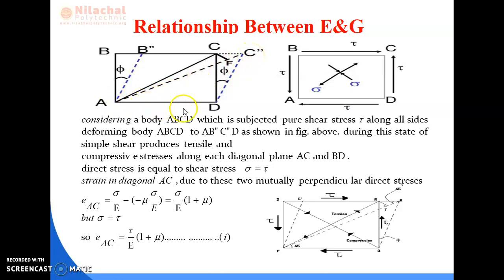In this way, the shear stress will cause the body to be distorted from ABCD to A, B double dash, C double dash, D, with an angular deformation phi. This phi is nothing but the angular deformation, also known as shear strain in the body. In the next video, I am going to elaborate on the relationship between modulus of rigidity and Young's modulus.